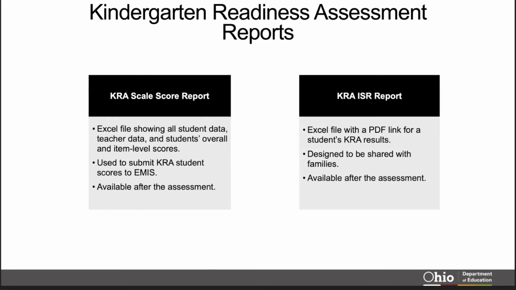And same thing with the KRA ISR report. So this is an Excel file that is going to show PDF links that you are able to click on and download a PDF for each individual student. This individual student report is going to be more what you would be sharing with those families regarding the kindergarten readiness assessment. And this, as well as that scale score, is only available after the window closes.